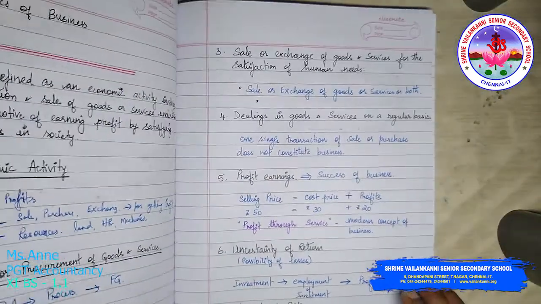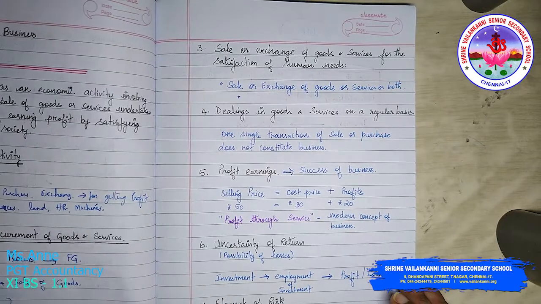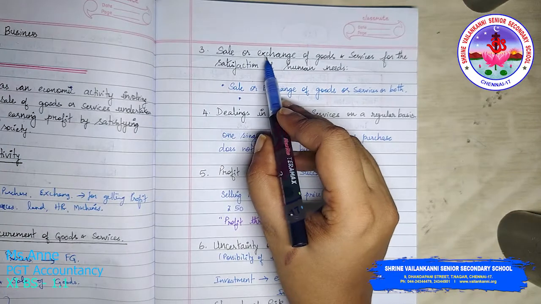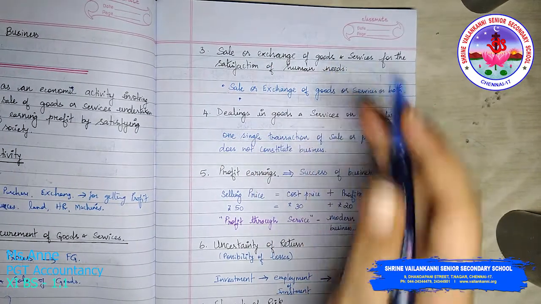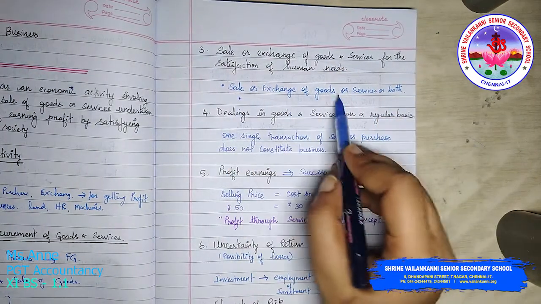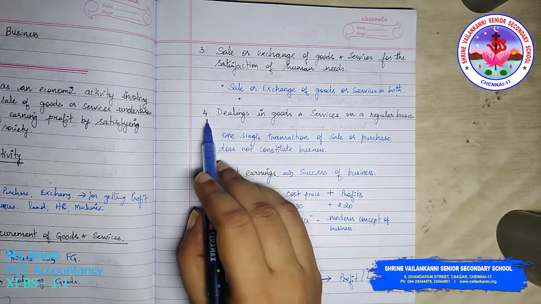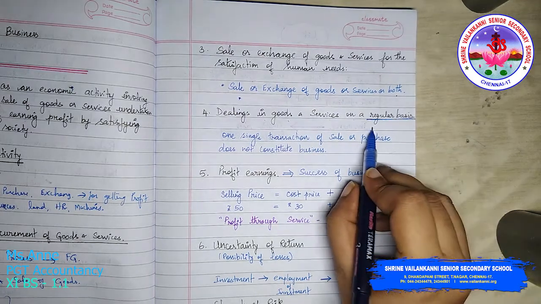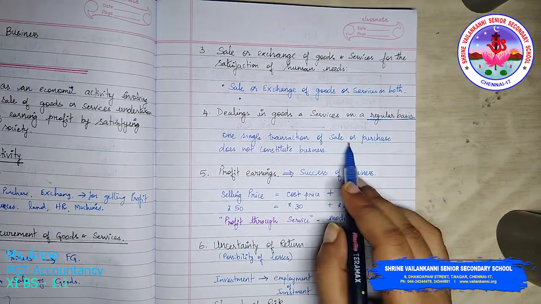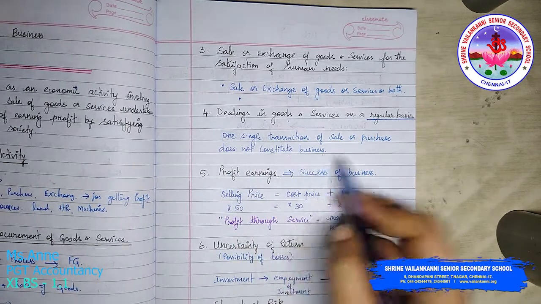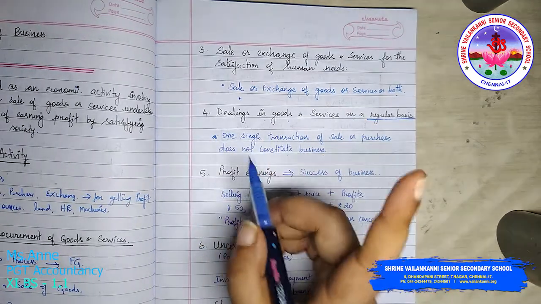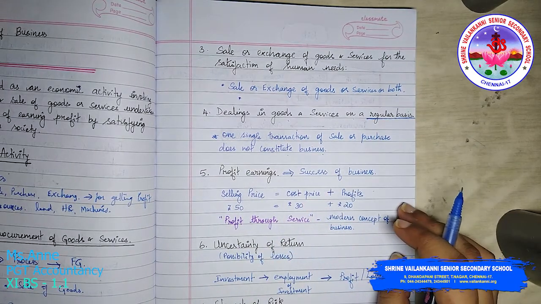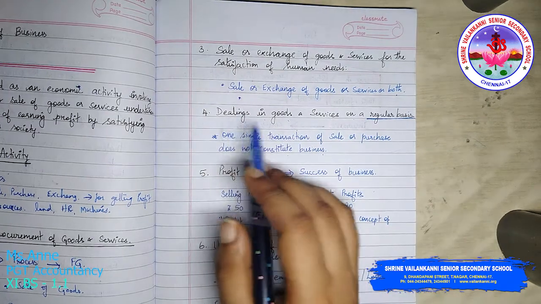The third one is the sale or exchange of goods and services for the satisfaction of human needs. There is always a sale or exchange of goods or services or both in business. Then the fourth one is dealing in goods and services on a regular basis. One single transaction of sale or purchase does not constitute a business. This is very, very important. If you had only one transaction in a year, that cannot be called a business. It should be done regularly, then only you can call it a business.